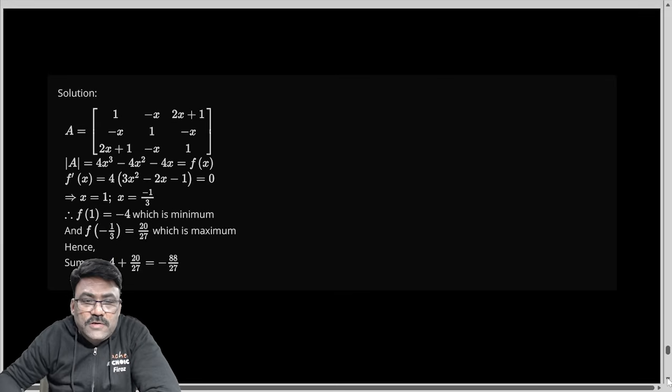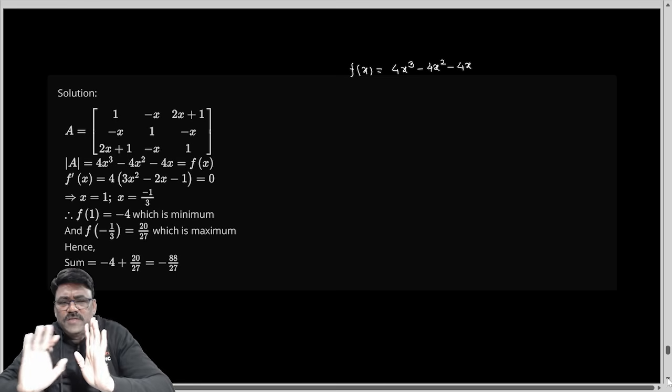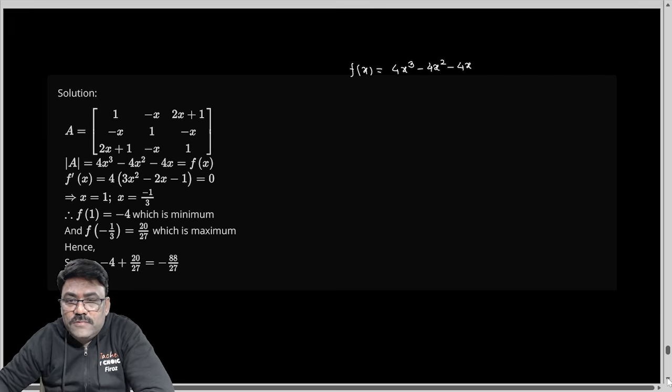So when you expand it, your function comes out to be 4x cube minus 4x square minus 4x. This is your function. Just expand the determinant. No need to waste your time in anything. Just expand. Now they are asking the sum of local maximum and minimum values.